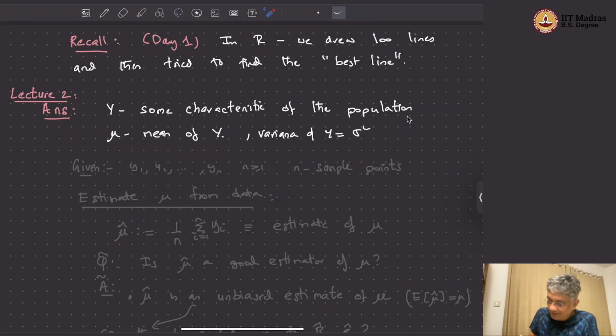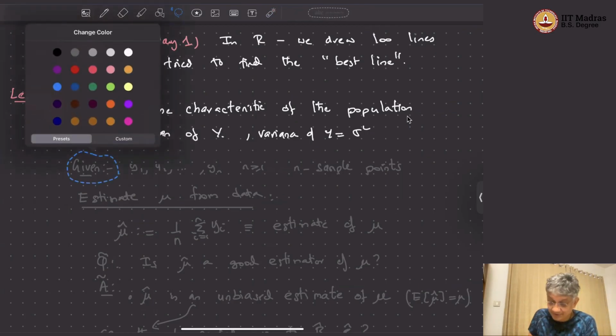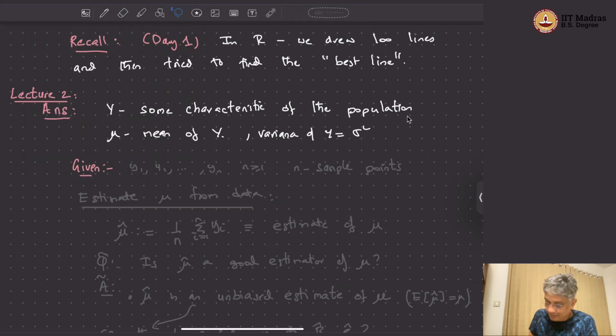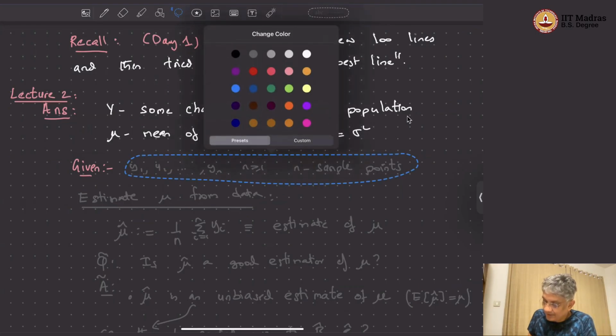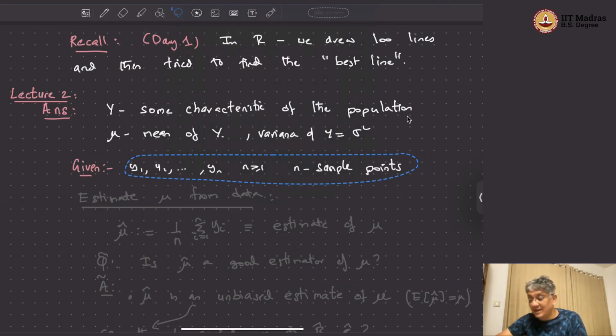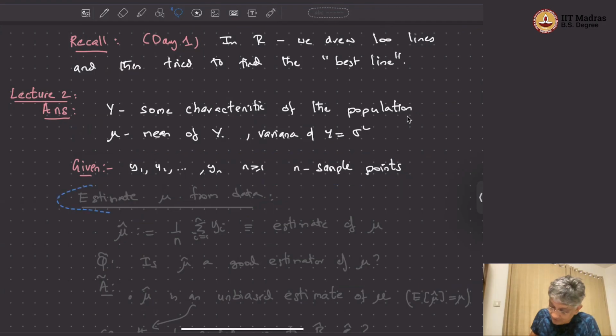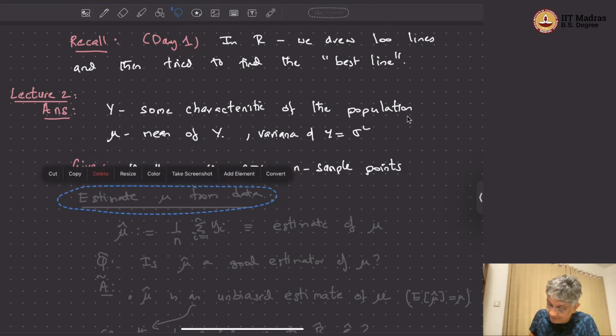So one thing people do is first understand the mean of Yi, mu, and the variance of Y, sigma squared. And let's say you want to estimate this mean. So what will be given? What we'll do is we'll go to the population, we will sample, and then we will get some data points. Let's call them Y1 through Yn. So from this, I'd like to estimate the mean mu. That's the goal: let's try to estimate the mean mu from the data.